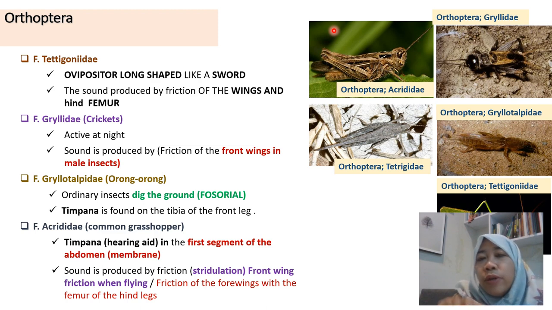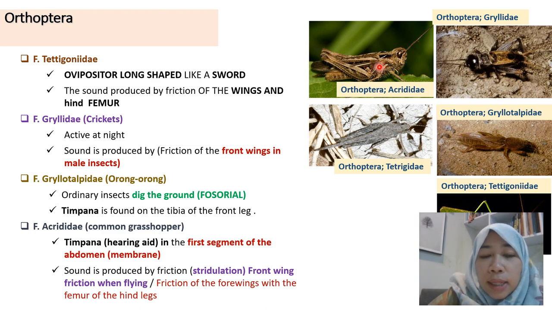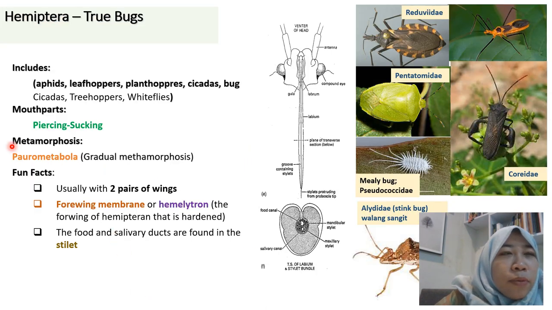So there are two different ways for this common grasshopper to produce sound. The first one is the sweeping or friction of the front wing, and the second one is sweeping the forewing with the femur of the hind leg. Jadi gesekan antara sayap depan dengan femur tungkai belakang. Then we move to the Hemiptera. These are true bugs, and we can find plant hoppers. Plant hopper in Indonesia we say wereng, sikadas, tonggeret, bug, kepik, dan lain sebagainya.